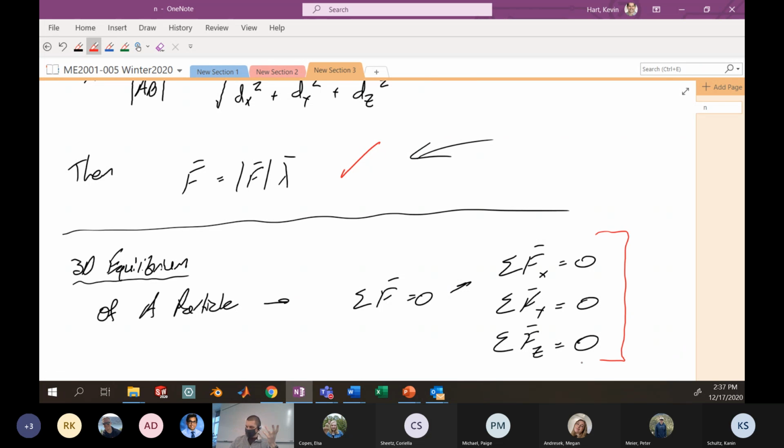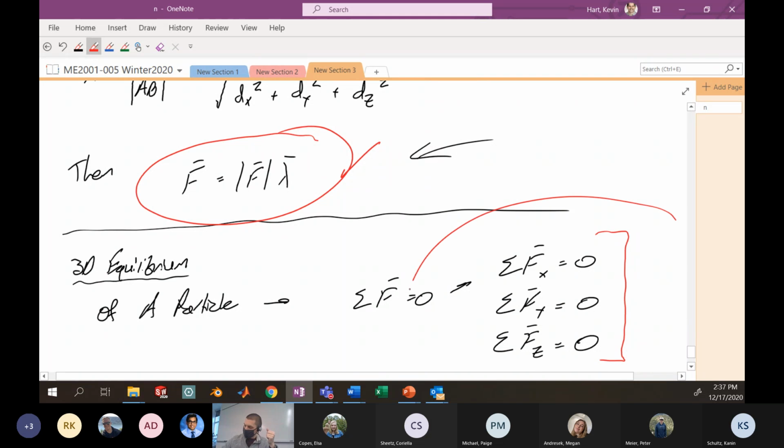So if we're enforcing sum of the force x equal to 0, sum of the force y equals 0, sum of the force z equals 0, we have to be able to resolve whatever forces we have on our particle into those directions so that we can do math appropriately on them.